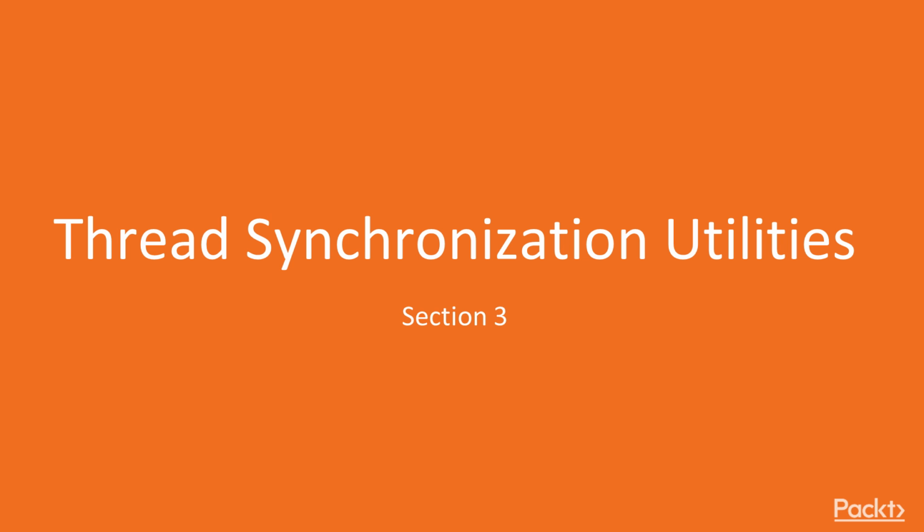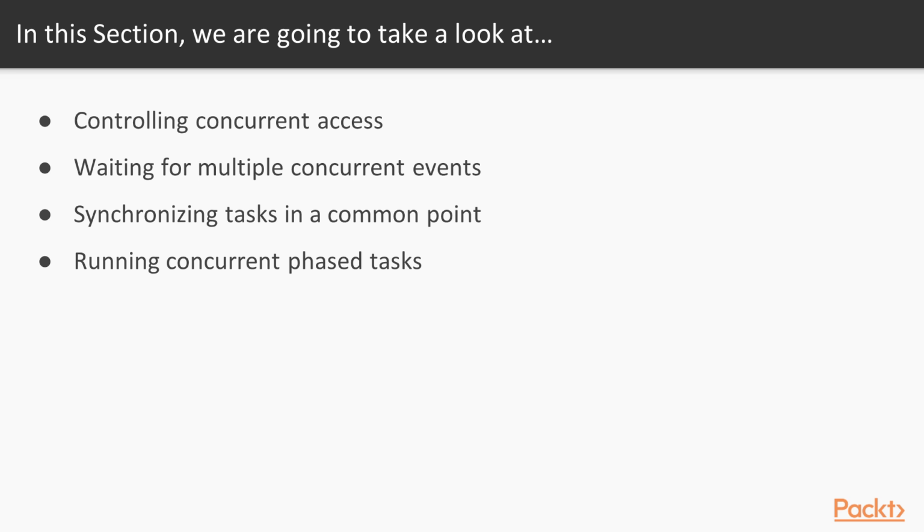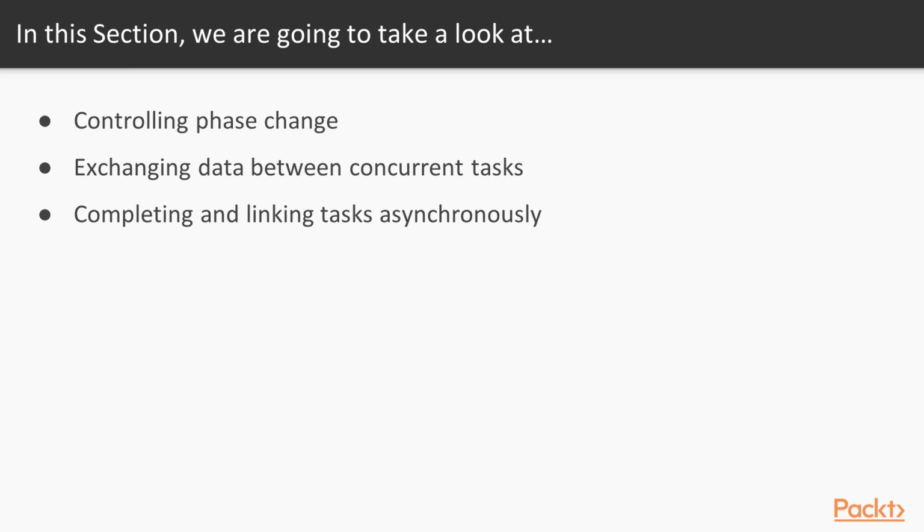Hello, welcome to the last section of the course, Thread Synchronization Utilities. We'll start this section by controlling concurrent access to one or more copies of a resource. Then we'll be waiting for multiple concurrent events and synchronizing tasks in a common point. Moving further, we'll run concurrent phase tasks. After finishing this, we'll be controlling phase change and exchange data between concurrent tasks. Finally, we'll be completing and linking tasks asynchronously.